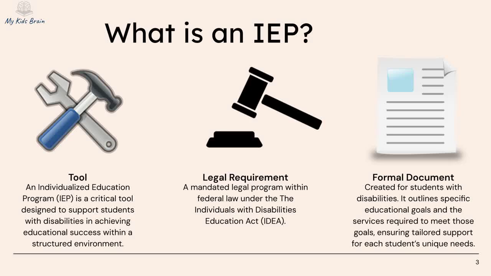An IEP can be broken down into three key aspects. First, it is a tool that is designed to support students with disabilities in achieving educational success within a structured environment. This environment typically falls within special education, even when a student is only getting consultation services or push-in services. Second, an IEP is a mandated legal program under the Individuals with Disabilities Education Act, IDEA, that ensures individuals with disabilities are provided equitable opportunities to access the curriculum as their peers. Lastly, an IEP is a formal document that outlines specific educational goals and the services required to meet those goals based on the student's individual needs.